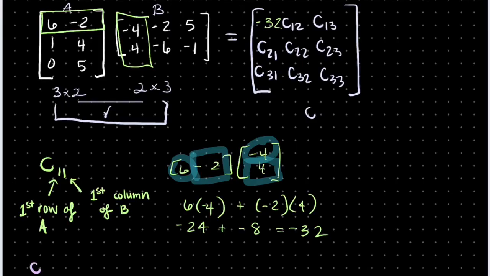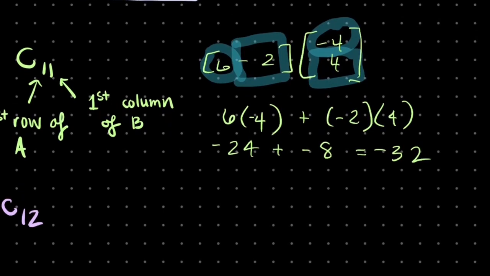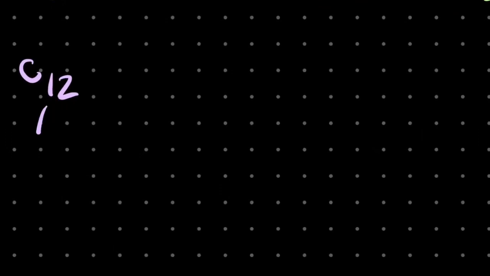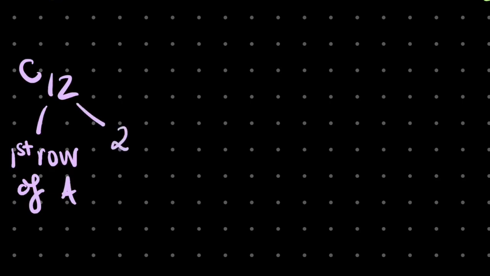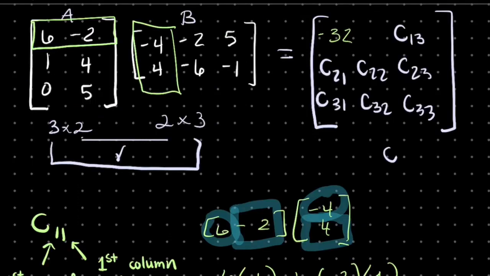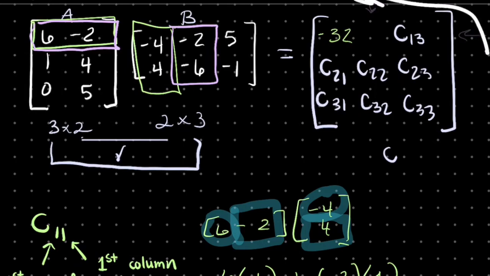If I want to find C12, this tells me that I'm going to be in the first row of A, and the 2 tells me I'm going to look at the second column of B. So I'm still going to be in the first row of A, but now I'm in the second column of B because I'm in the first row of C, but the second column of C. Okay, that's how we determine where we are.